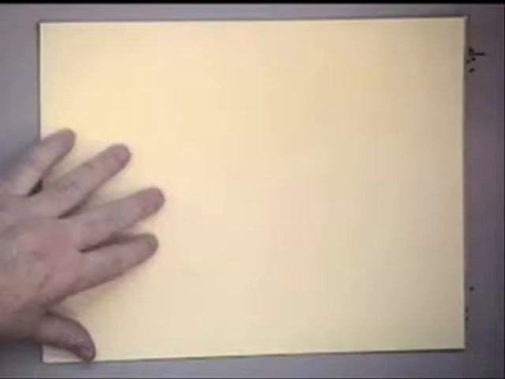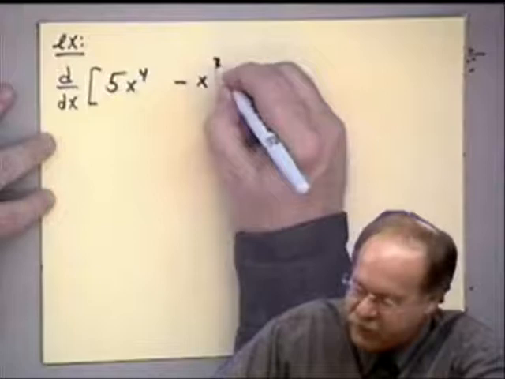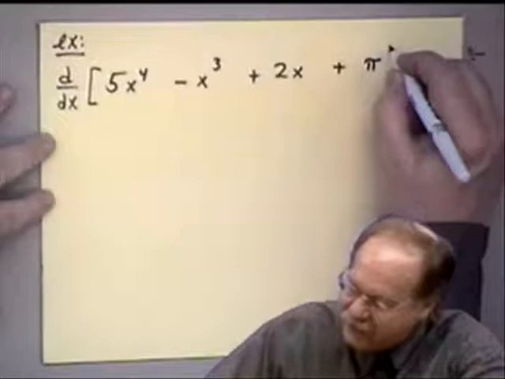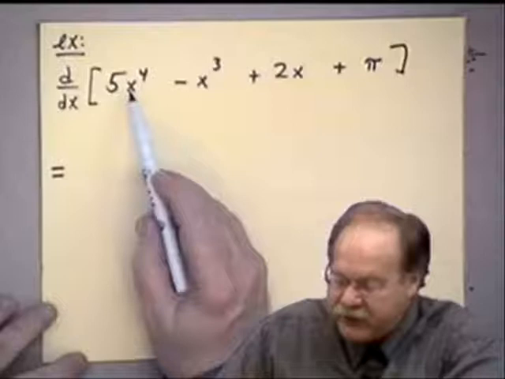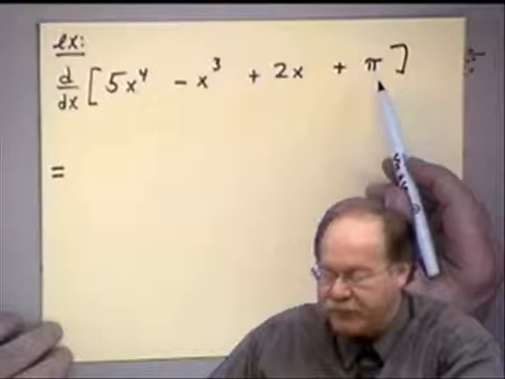Suppose I want to find the derivative of the following polynomial. And I'll spread it out a little bit here so I can show you what's happening in detail. This is again a situation where you want to practice this so that all of this becomes clear. Now I have a polynomial, 5x to the fourth minus x cubed plus 2x plus pi. Pi is a constant, of course, so it doesn't really matter what I put there as a constant. So here's my polynomial, and I want its derivative. By using all of the rules we've just developed, I can find this derivative.